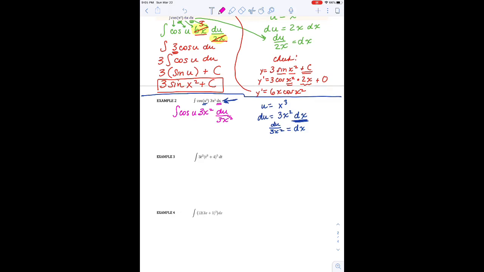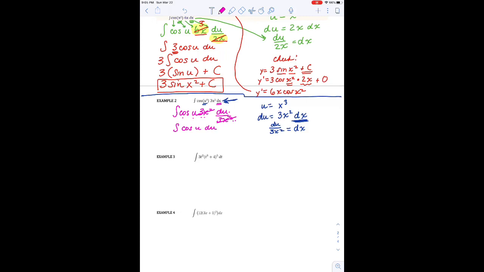So now I'm going to go here, integral, cosine, x cubed, we're now calling u. The 3x squared hangs out for a little while. And then dx we're going to replace with du over 3x squared. We get it down to just u's and du's. But the 3x squared, guess what happens? Bye-bye. Those are gone. So now I'm down to cosine of u du.